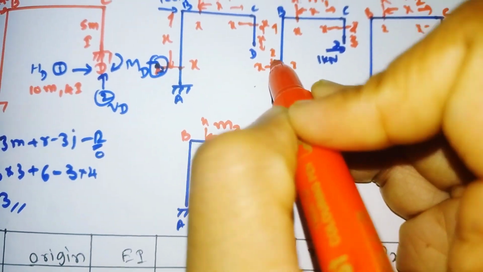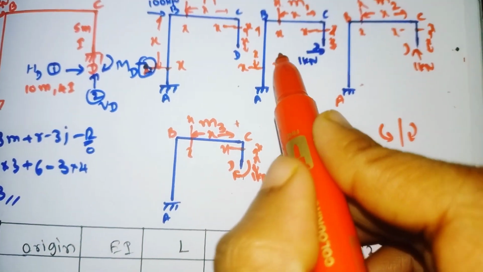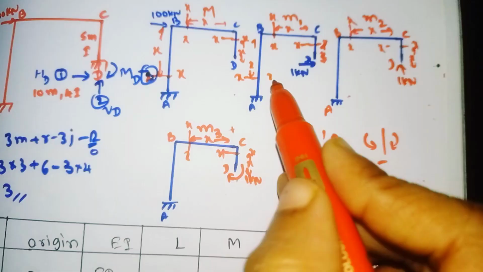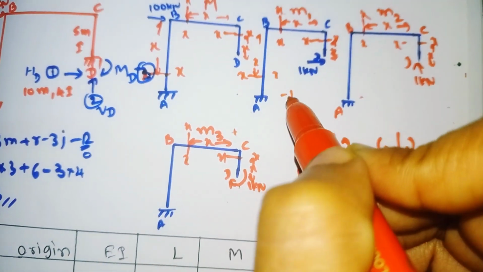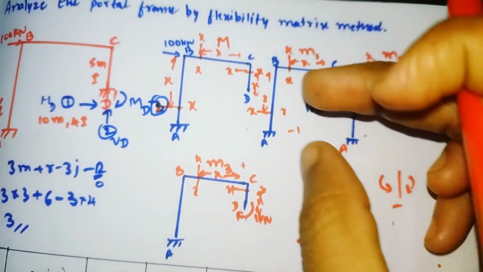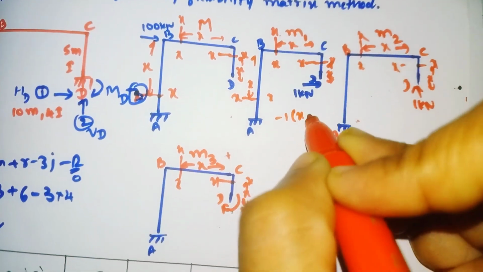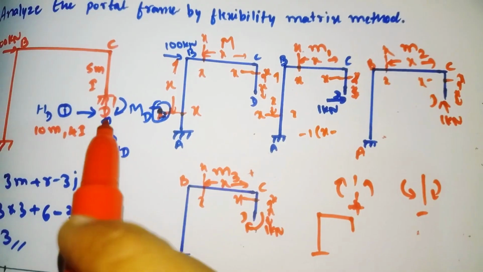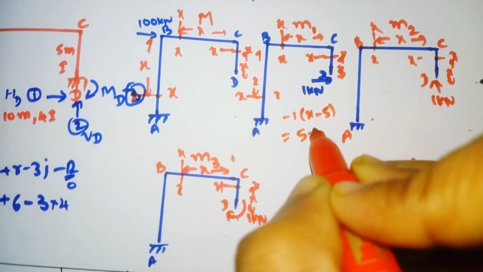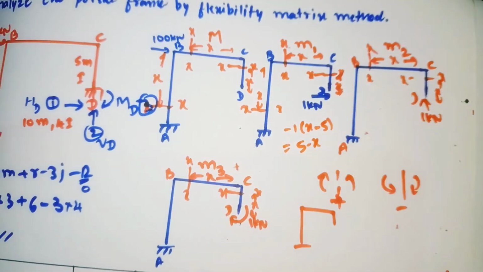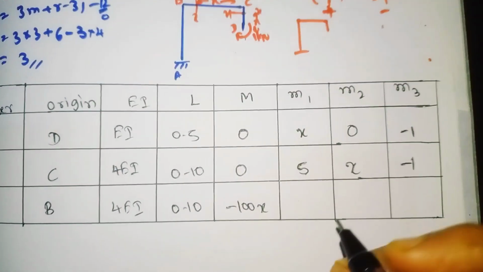Now for m1, if you cut the section at a distance of x away from the origin B, the 1 kilonewton load also acts downward. So it means -1 into the distance. To find this distance, we need to subtract the distance of CD, which is 5 meters, from x. So x minus 5, which comes as 5 minus x. For m1 we have the value 5 minus x.